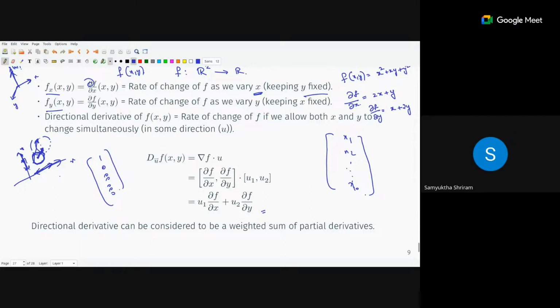Sir, so x is the independent variable and y is the dependent variable? No, y is not dependent here. y is also an input here. Oh, yes sir. So x and y both can vary, and they are independent of each other. It's not that if x has moved 10 units, y should also move 10 units. We are not worried about that. We are only worried that x is changing and y is changing, and relatively how f is changing.